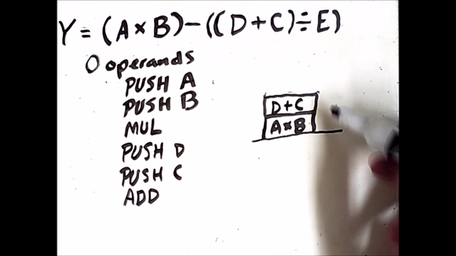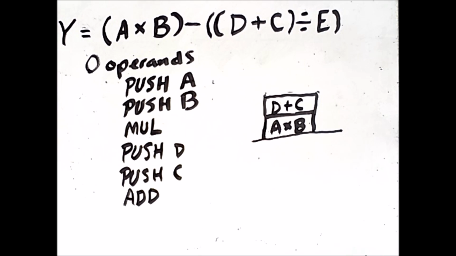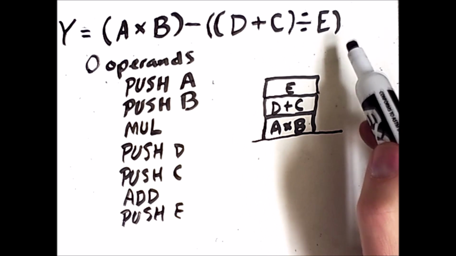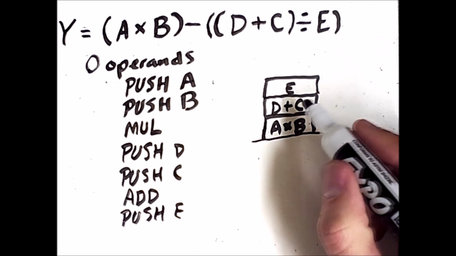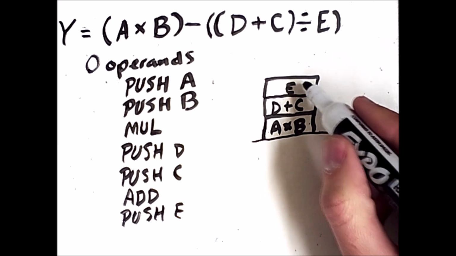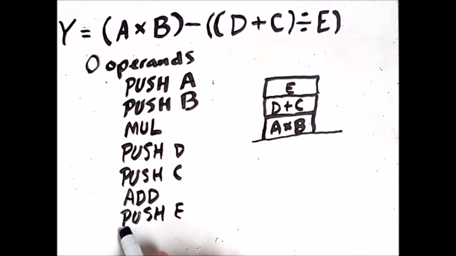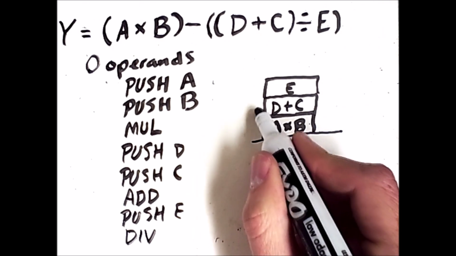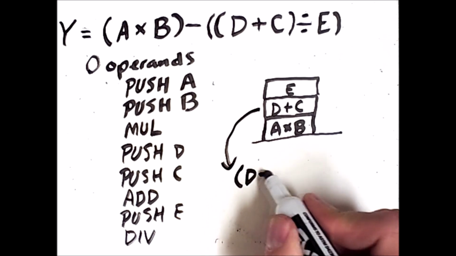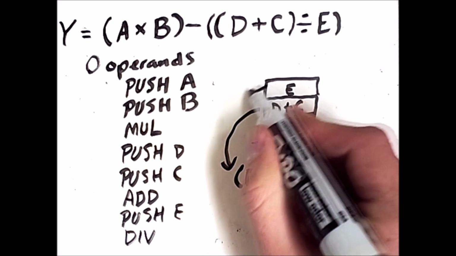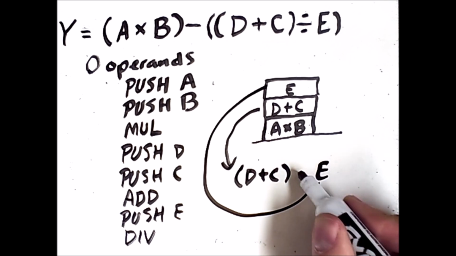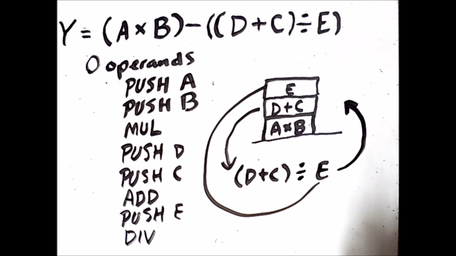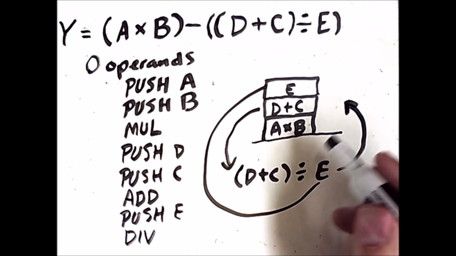So the stack now has 2 elements on it, and I will push on another E. In order to compute this portion of the expression, I want to have D plus C quantity divided by E, so I can do a div instruction next. That pops these 2 items off, and I'll illustrate this here. D plus C is popped off there, and then E is here. I do the division, and this result goes back onto the stack, so that the final result of all of that will look like this.